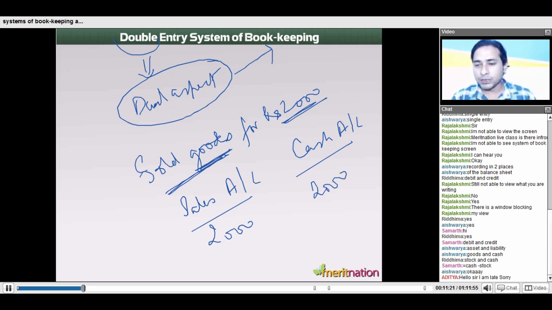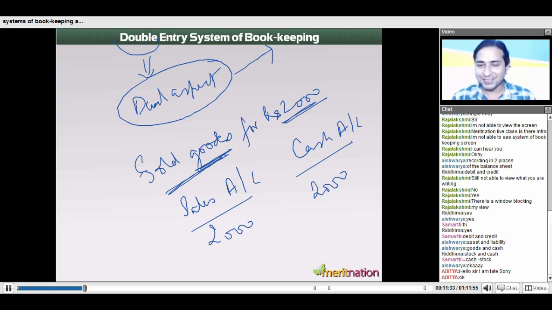No worry, Aditya. We have just begun with the class. Basically, what we started is the double entry system of bookkeeping, and we are going to learn about this along with the single entry system. Don't worry, you haven't lost anything.